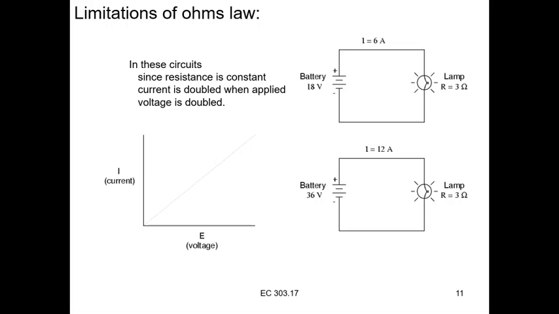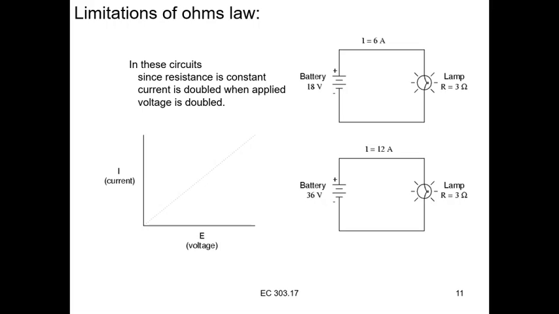For example, in this circuit, a battery of 18 volts is connected across a bulb. That bulb has R equal to 3 ohms and the battery is 18 volts. So from this figure, we can calculate that I is equal to V by R, that is 18 by 3, which is equal to 6 amps. So the battery is connected across the bulb, and the current flowing through the bulb is 6 amps.